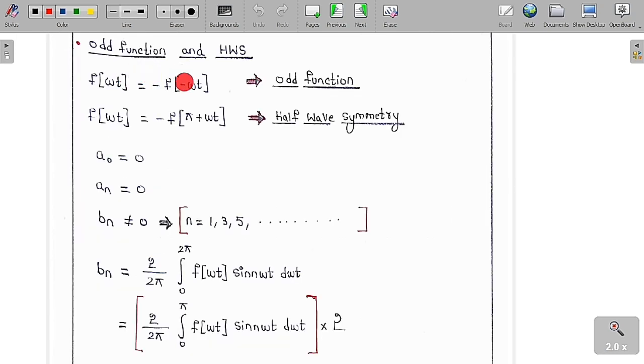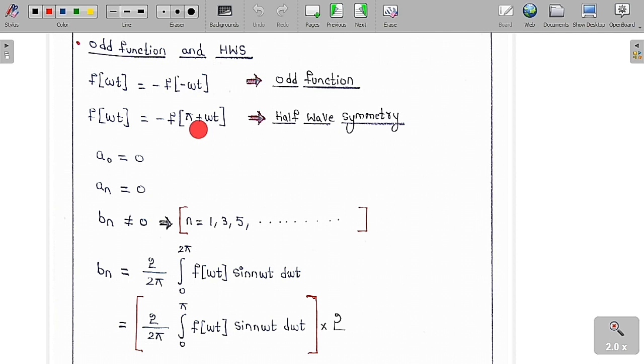Now we'll discuss odd function and half wave symmetry. If a function satisfies these two properties, that is, the function is an odd function and also has half wave symmetry, then we are going to figure out what we get in the Fourier series coefficients. Odd function means, as I have already told you, f of minus theta is equal to minus of f of theta, or f of theta is equal to minus of f of minus theta. If a function satisfies this property, then it is said to be an odd function.